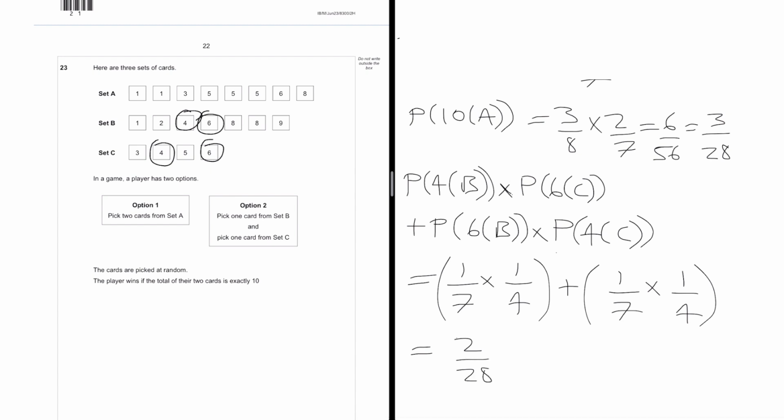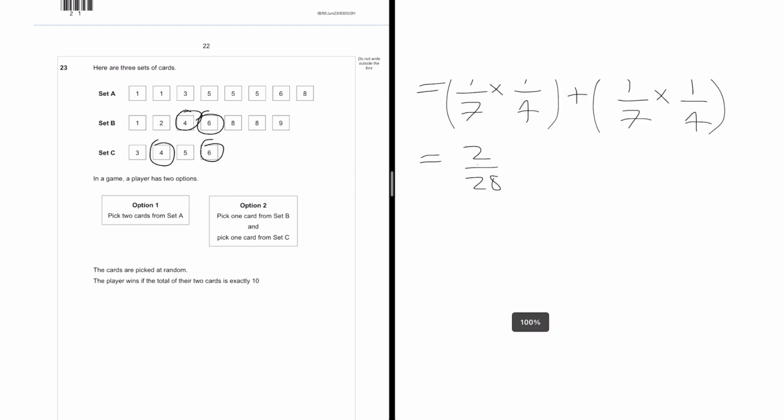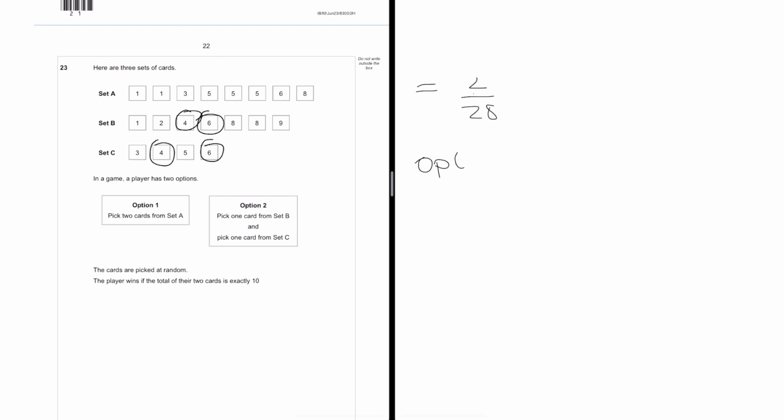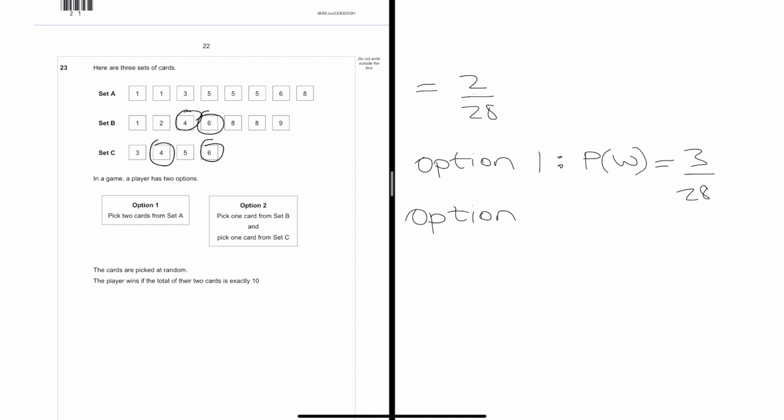And what this means is, for picking cards just from set A, let's just write this out explicitly. So option 1, the probability that you win is 3/28. Option 2, the probability that you win is 2/28. So you have a higher chance of winning using option 1.